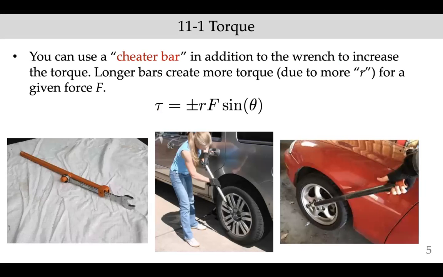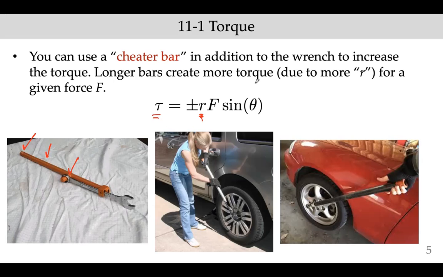So there's something called a cheater bar. It is this object here. So you have a wrench and you can combine your wrench with the cheater bar. What happens is this actually makes the length larger. So now instead of pushing here, you can push here, so you would get more R for a given force. If you have more R, then the torque that you apply becomes larger. So you can use a cheater bar in addition to the wrench to increase the torque.